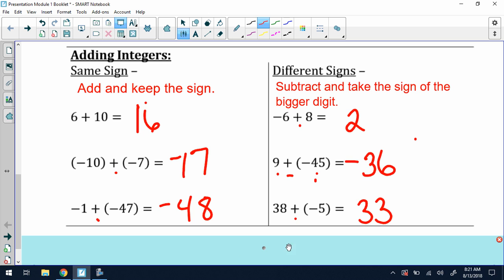And that is all there is to adding integers. Next, we'll look at subtracting integers, which is really just going to be changing our subtraction to addition and using these same two rules.